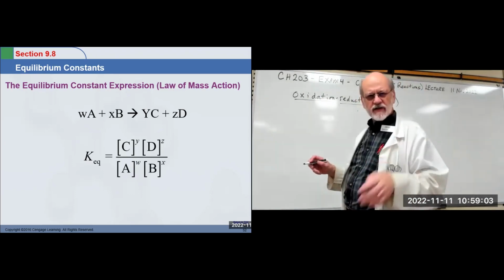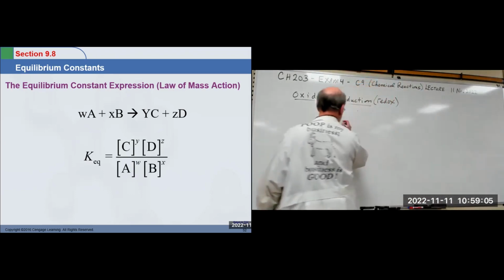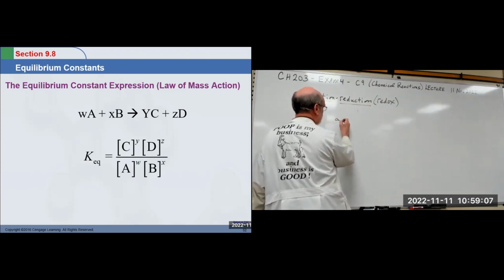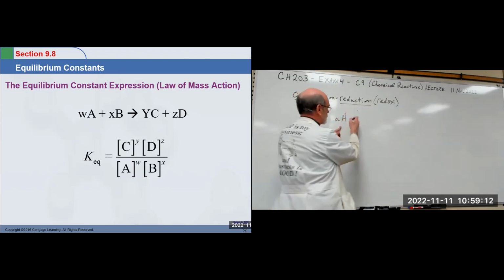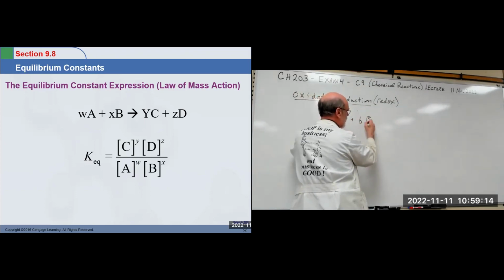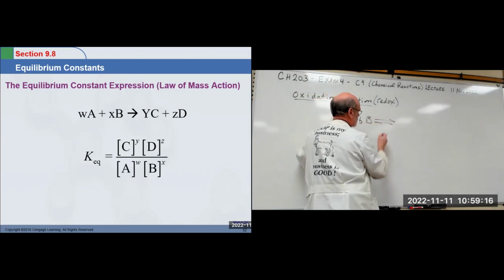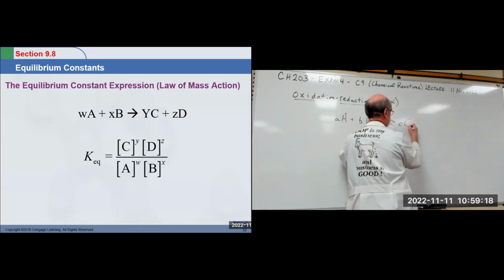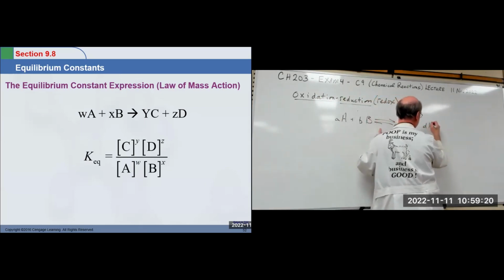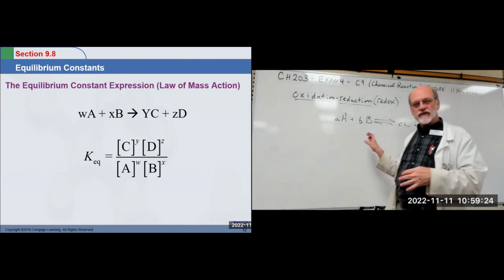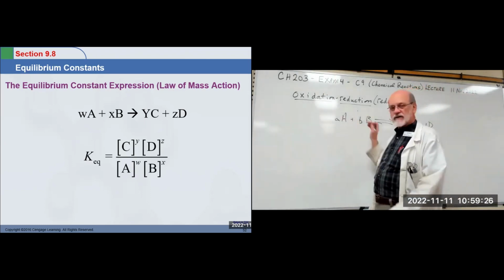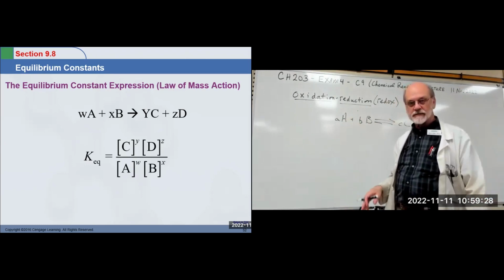Okay, so our reaction, I'm going to write the reaction a little differently than that. I don't like the W, X, Y's, and Z's in there. So I write it like this. Little a is the coefficient for this reactant. Little b is the coefficient for that reactant. And we get products like that. So the little letters are the coefficients, and the big letters are the substances.